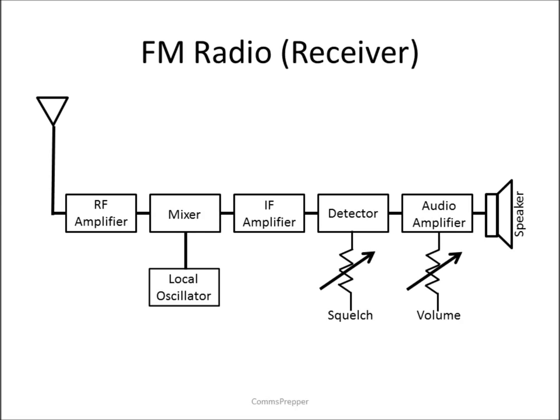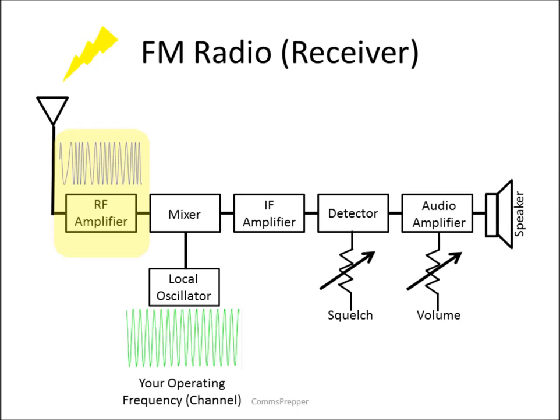You have an antenna represented by the schematic symbol, the triangle, to an RF amplifier, a mixer with a local oscillator, an intermediate frequency amplifier, a detector where the squelch level is set, an audio amplifier where the volume level is set, and in a speaker you get to hear the transmission.